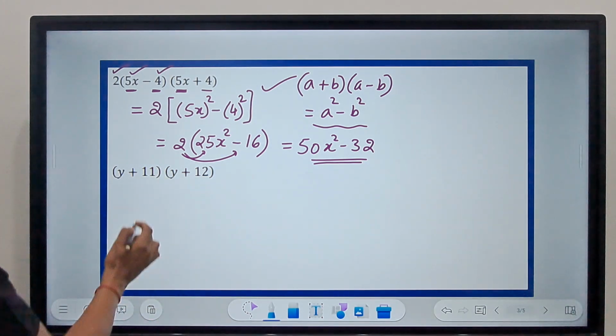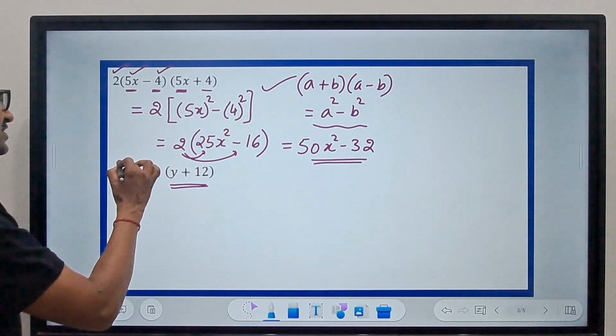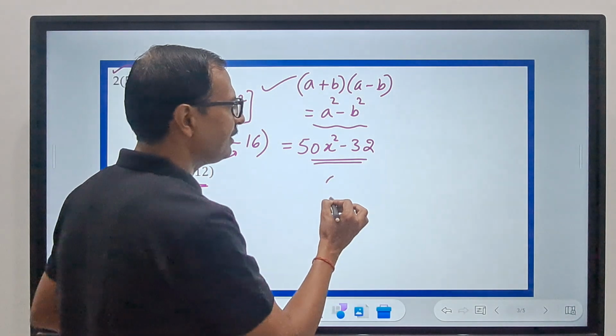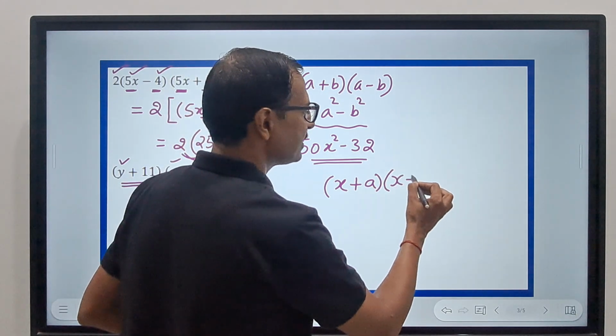Likewise, we have y plus 11 and y plus 12 here. Now you can see the first term is same and the second term is different. So what identity will I use? I will use (x plus a) times (x plus b).